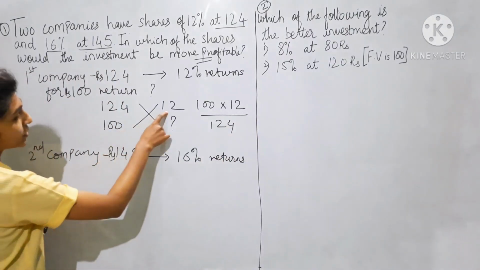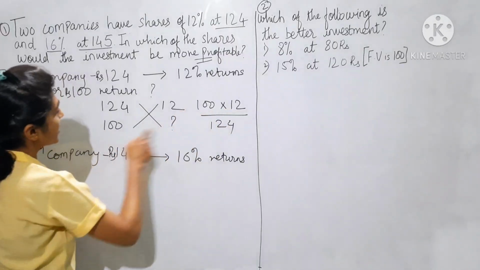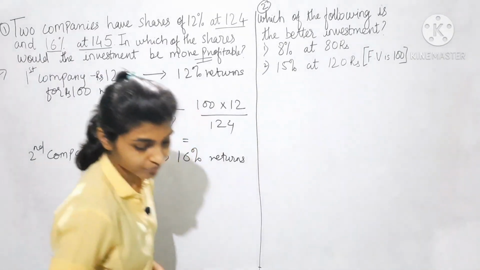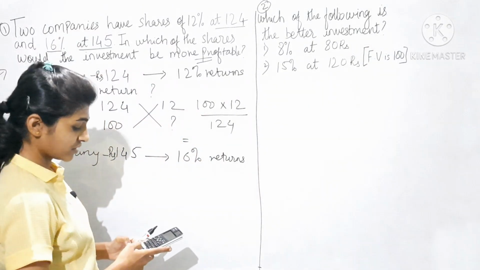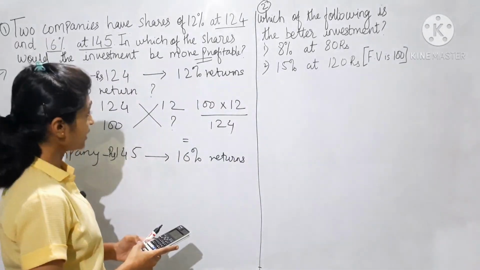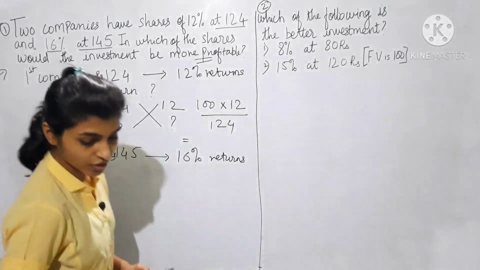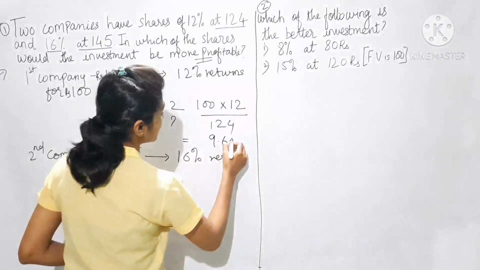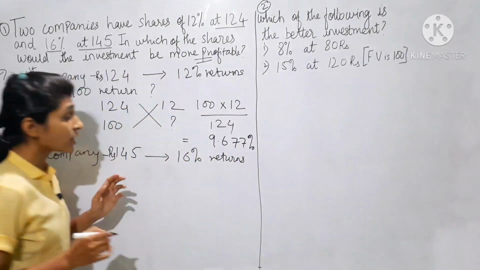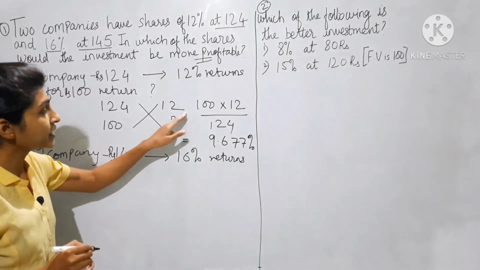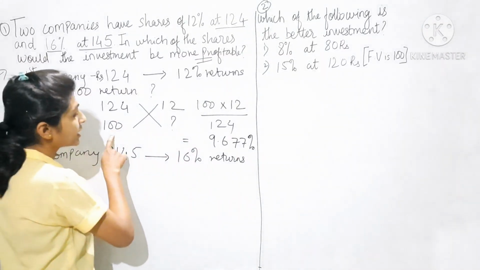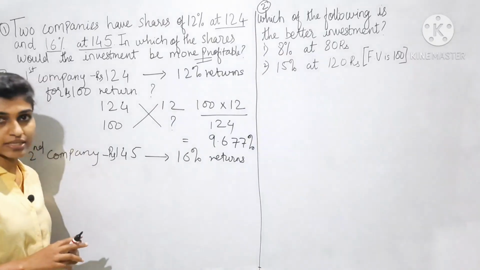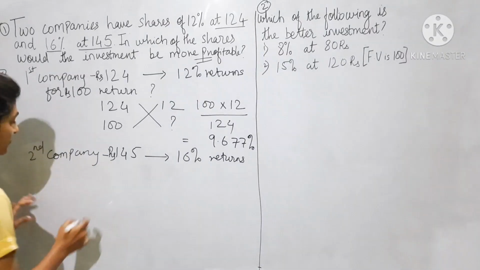So what answer will you get? 100 into 12 divided by 124 gives 9.677%. So for 124 rupees we are getting 12% return, and for 100 rupees we are getting the return of 9.677%. Now for the second company we will find.